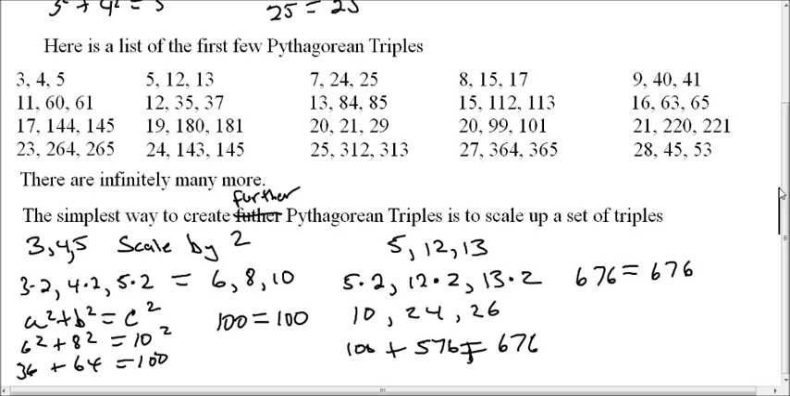And then, of course, 576 plus 100 gives us 676. I see something that looks like it's saying not equal to, so I'm going to change that to make sure it doesn't look like a fallacy here. So of course 676 equals 676. That's literally what these triples are about.